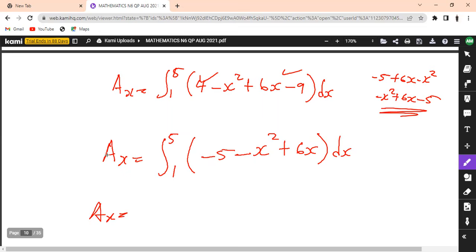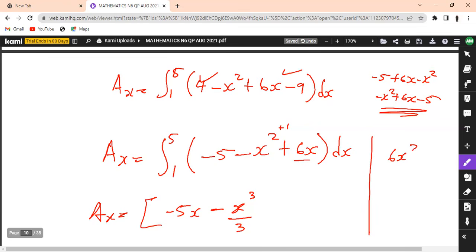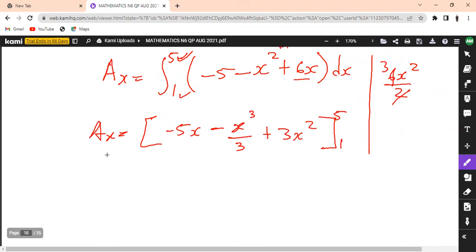Okay, so our area in this case is going to be, let's integrate, minus 5 to be minus 5x minus, here we are going to add 1 and divide by that, which is x to the exponent of 3 over 3. Okay, minus, here we've got 6x. So remember the integral here, it was supposed to be 6x squared. You add 1, which is over 2. So 2 into 6, this will give us 3. So it's going to be 3x squared. So that's what you're going to have. And don't forget the limits, 1 up to 5. Okay, so that's what we had.